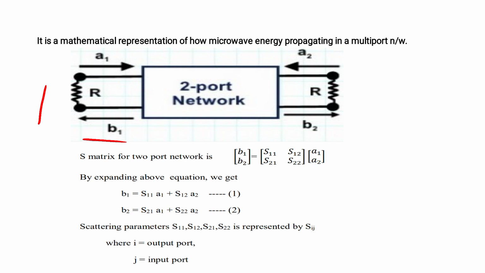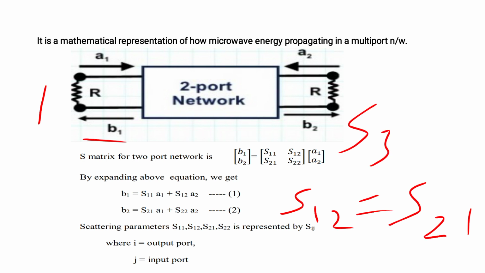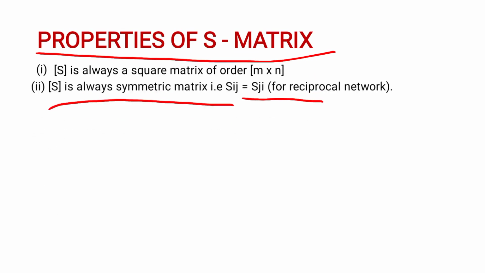And one more property, as I already told you, is that the S matrix is always a symmetric matrix. A symmetric matrix means S12 equals S21, and S31 equals S13, which means the Sij equals Sji property. It is nothing but symmetric. Here observe S12 and S21. These two values are the same according to the properties of the scattering matrix. According to the symmetric property of the matrix, Sij equals Sji.